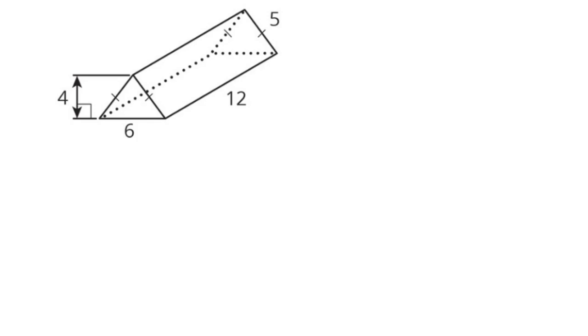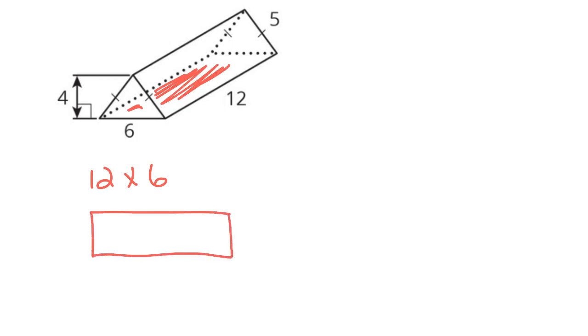Alright, to find the surface area of this prism, first we're going to start with this bottom part, which is 12 times 6, because it's a rectangle, which gives you 72.